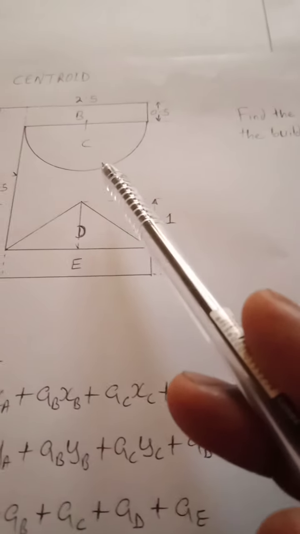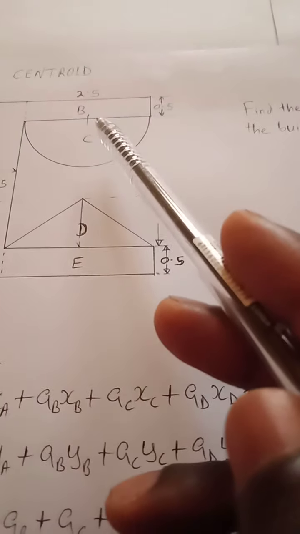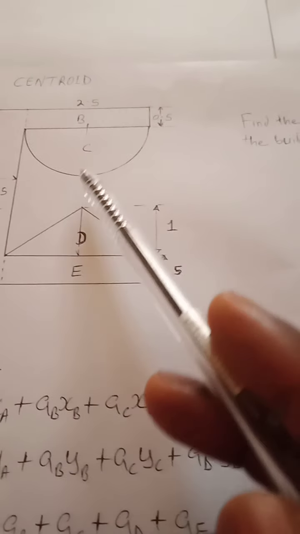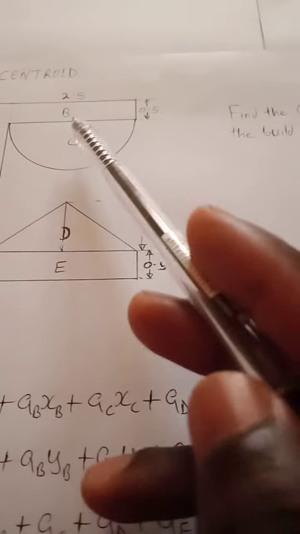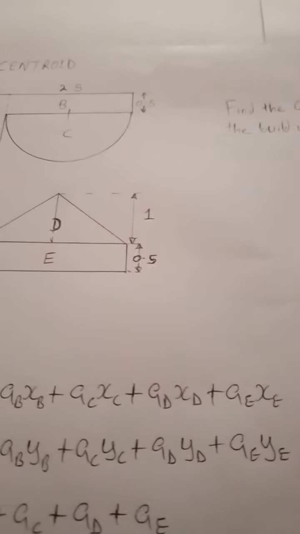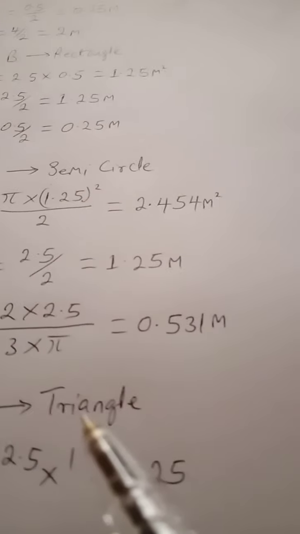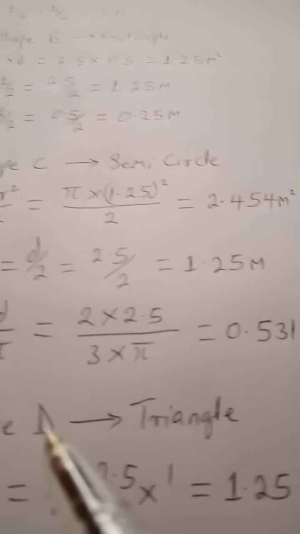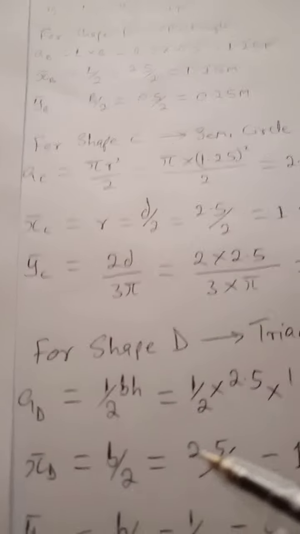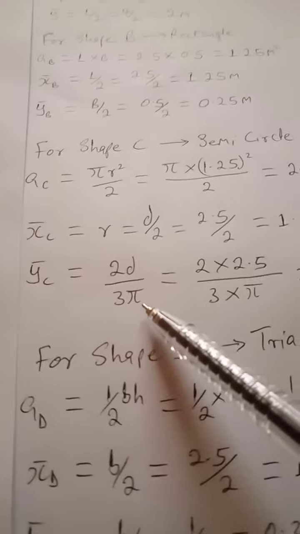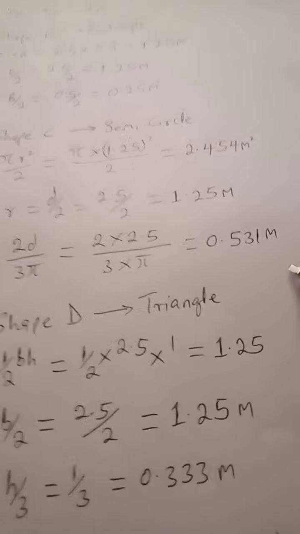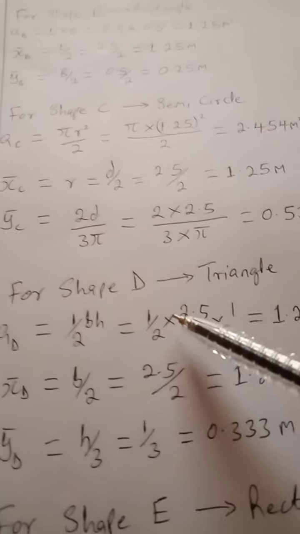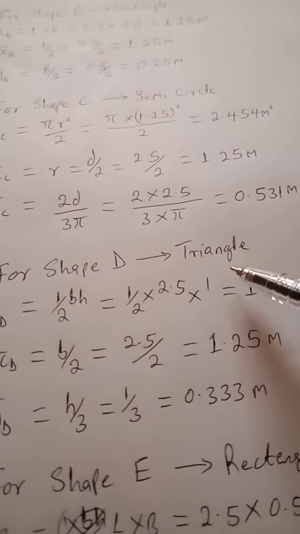So to get the y part of it, looking at it here, this is the y, this vertical. So to get the y part of it, the formula is what? 2d all over 3 pi, which is equal to this. Then the same goes for shape D, which is the triangle.